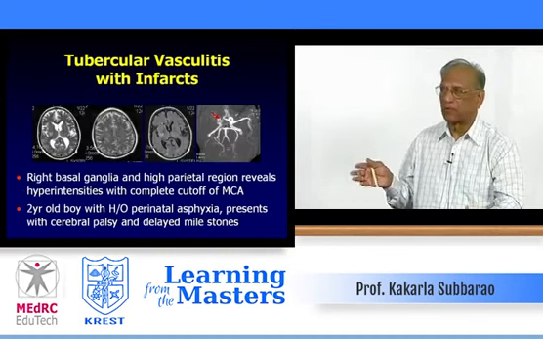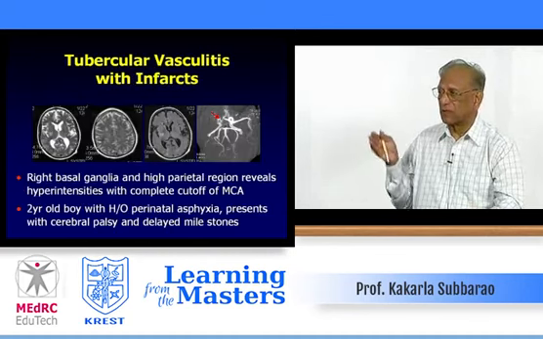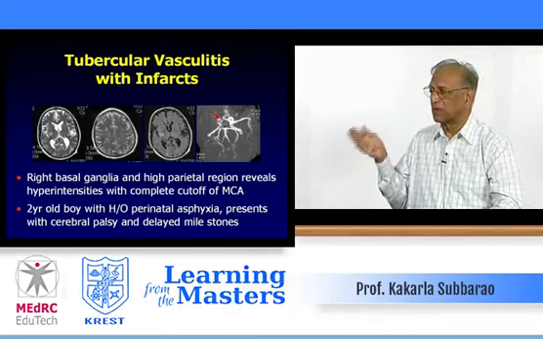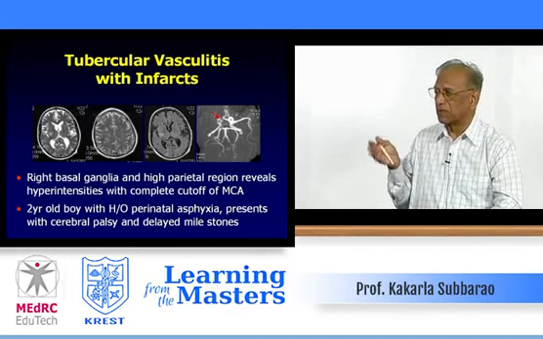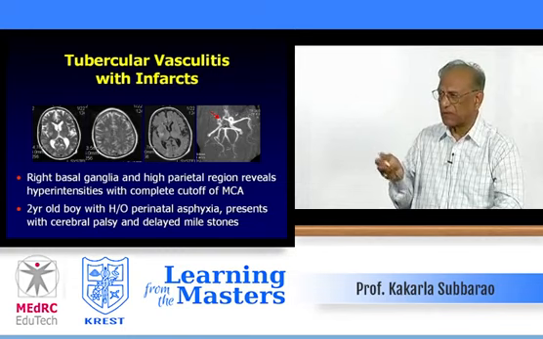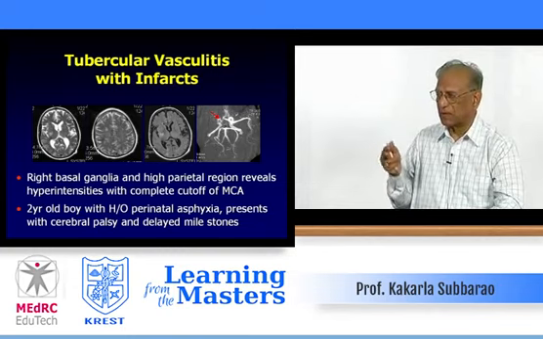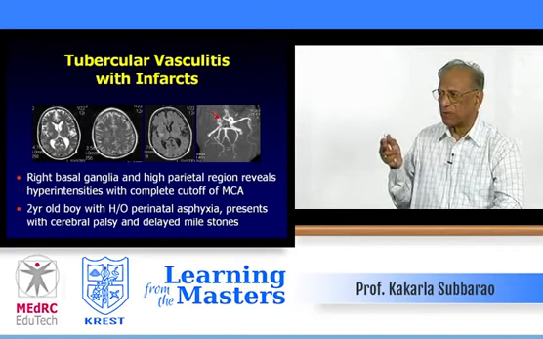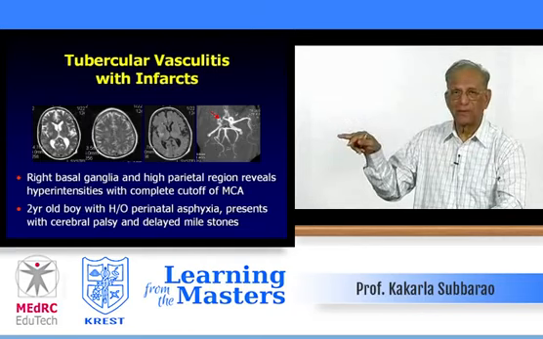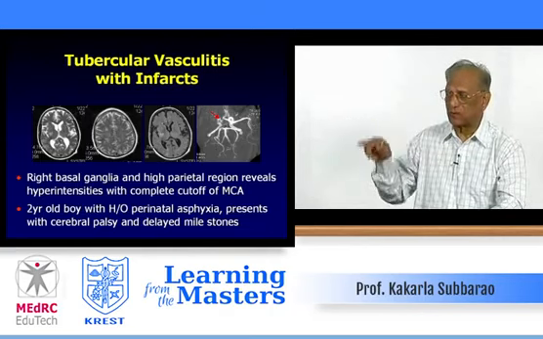Here, an example of tuberculous vasculitis with multiple small infarcts. This is a 2-year-old boy with a history of perinatal asphyxia, presenting with cerebral palsy and delayed milestones. As you see, the right basal ganglia and high parietal region reveal hyperintensities with complete cutoff of the middle cerebral artery. Look at the arrow. So there is vasculitis and thrombosis producing infarcts.